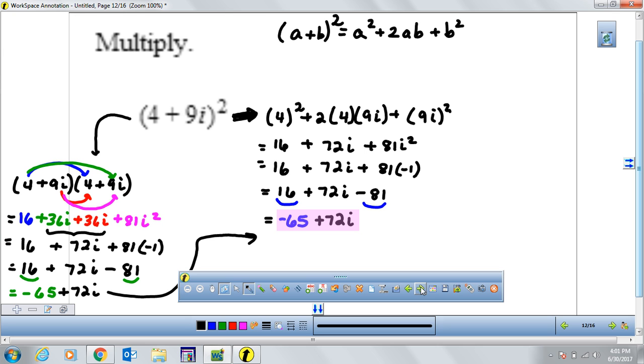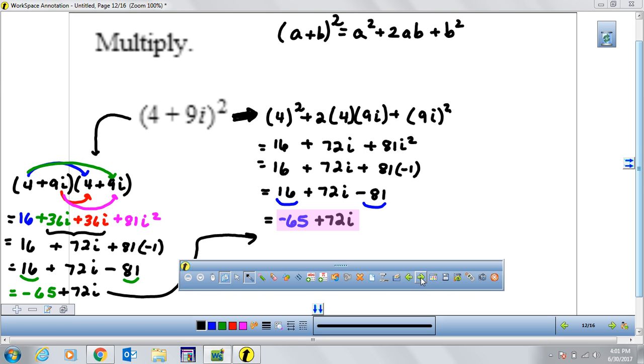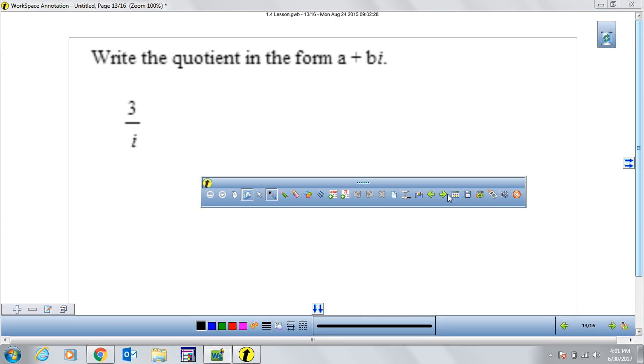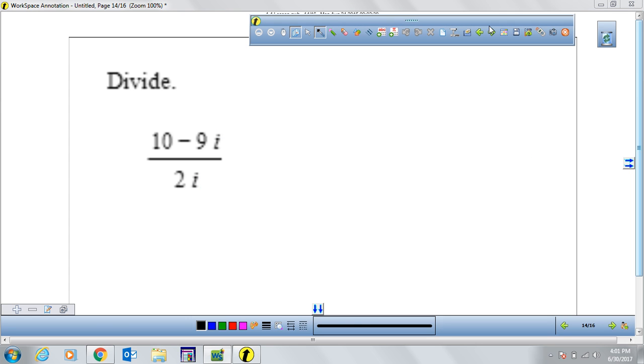Now, we are going to cover the last topic before we go into the last part of the section, which is finding the quotient, or the division, of two complex numbers. The goal in this division is for us to express the answer in the form a plus bi. In other words, we need to get rid of this 2i from the denominator.